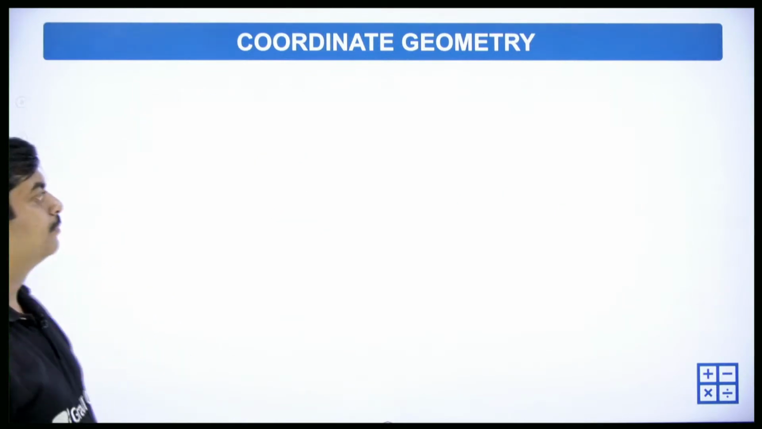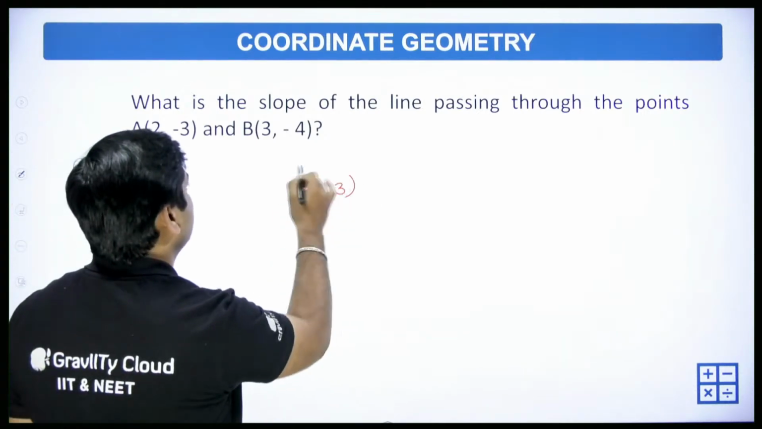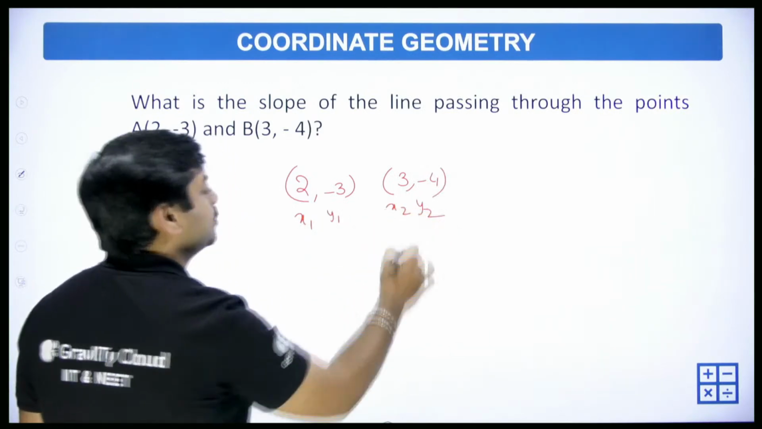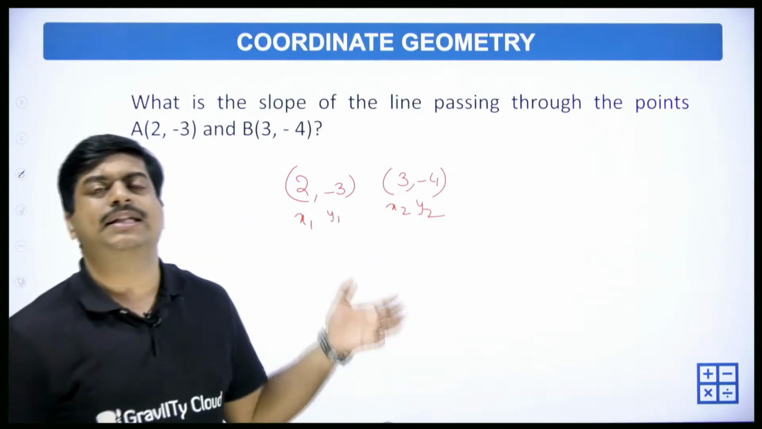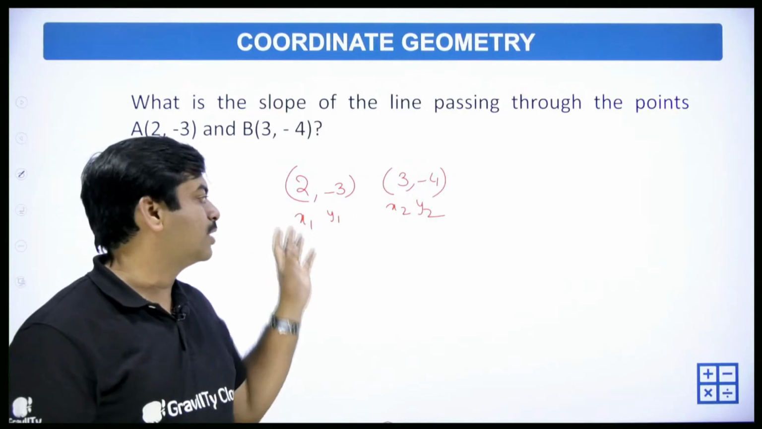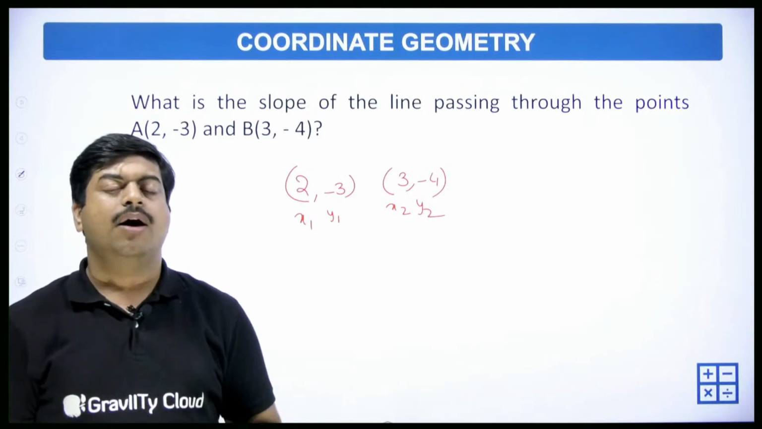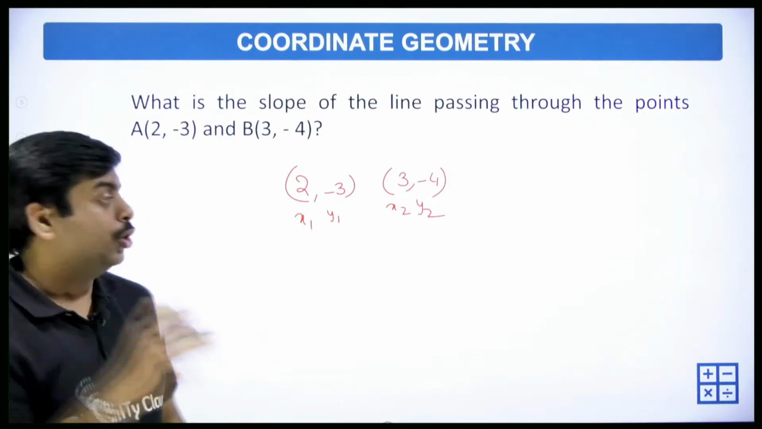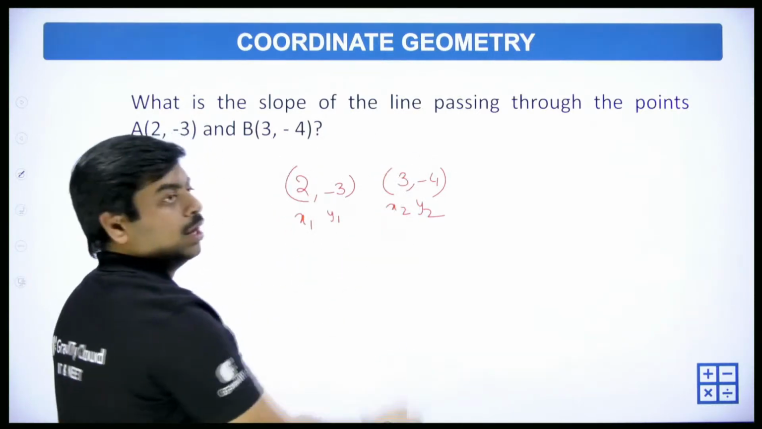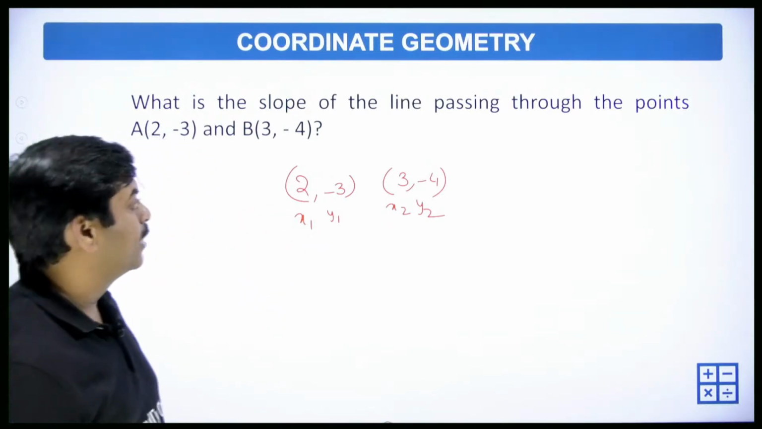Next question. Slope of the line, once again the same type of question, you can please do that. (2, -3) and (3, -4). This is x1, y1 and x2, y2. You may ask me, sir, why are we always taking the first point as x1, y1 and the second point as x2, y2? It is your wish. You can interchange them, but the final answer will be the same. But don't take x1 from here, y1 from there, x2 from here, y2 from there. No, x1, y1 will be together, x2, y2 will be together. Please be careful in that.